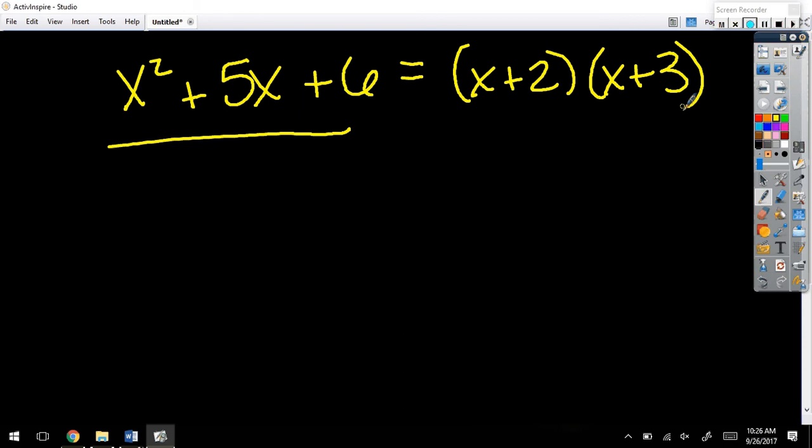Yes, you could FOIL that out to get back here. It's the same thing, but we're taking the expanded version and writing it as a multiplication problem, okay? And I'm going to show you how to do that. So when I talk about factored form, this is factored form.